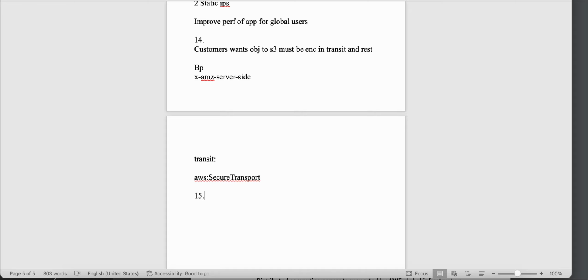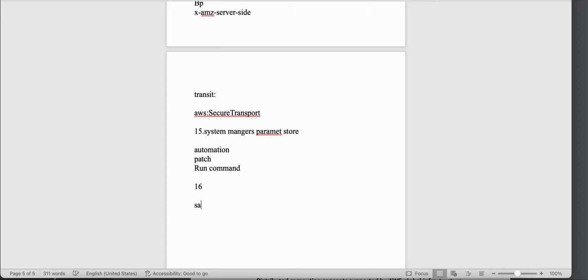And also, there would be certain questions on Systems Manager Parameter Store. Just read about it. It has certain parts like automation, and patch manager. When you need to patch all these instances together, there's Run Command. I don't remember the questions, but I remember certain parts from here. So that is it.